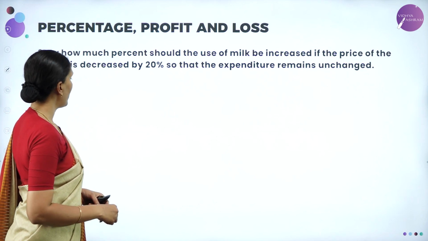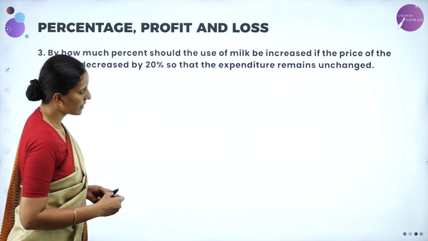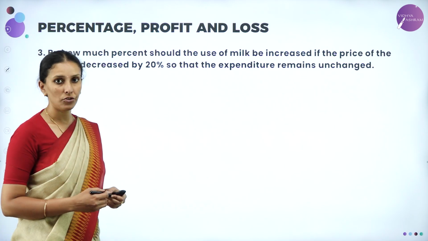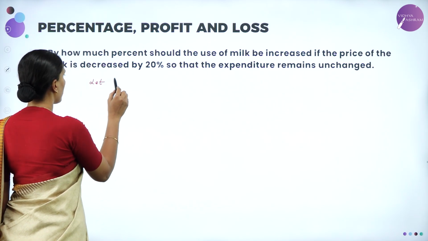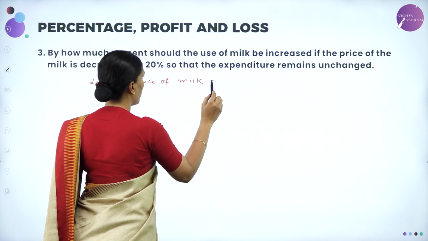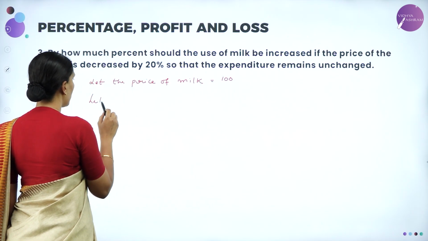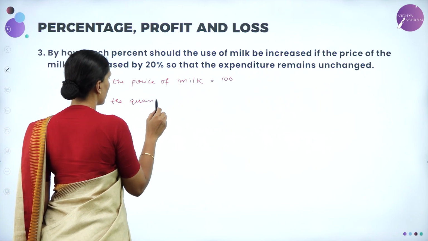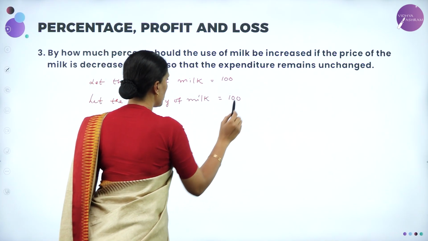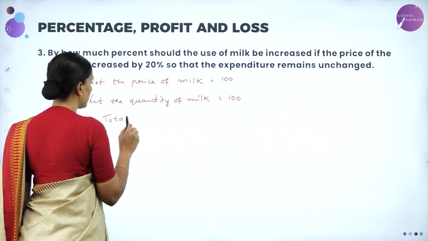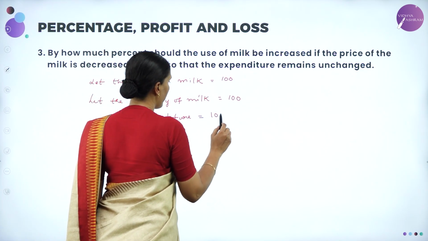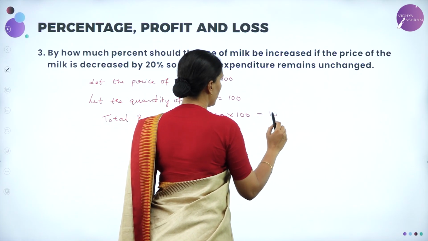Next question. By how much percent should the use of milk be increased if the price of the milk is decreased by 20% so that the expenditure remains unchanged? So here, let the price of milk be equal to 100 and let the quantity of milk used be equal to 100. So then the total expenditure is always price into quantity. So 100 into 100, which is equal to 10,000.